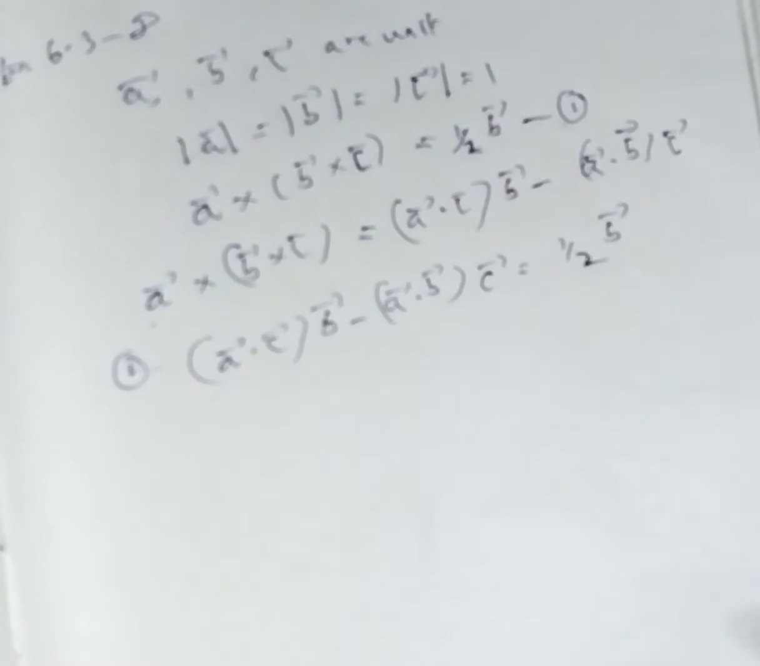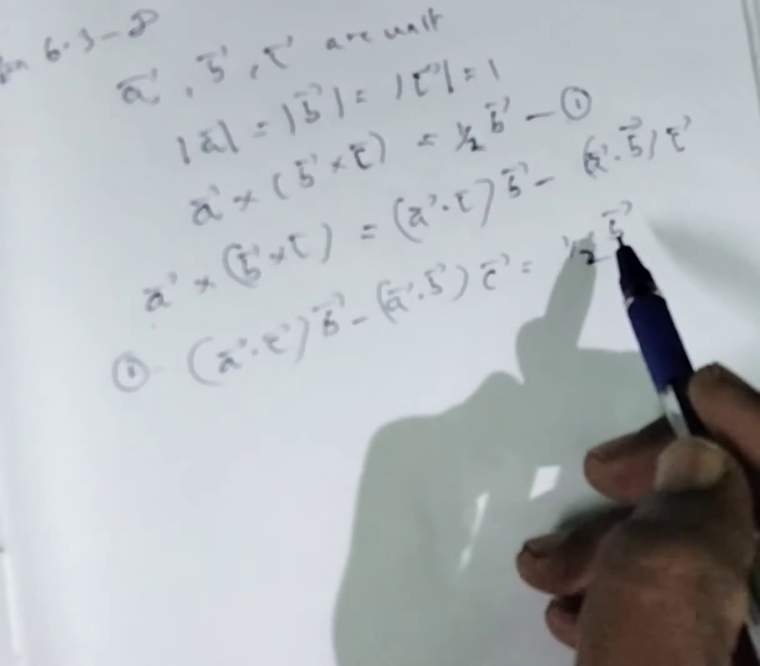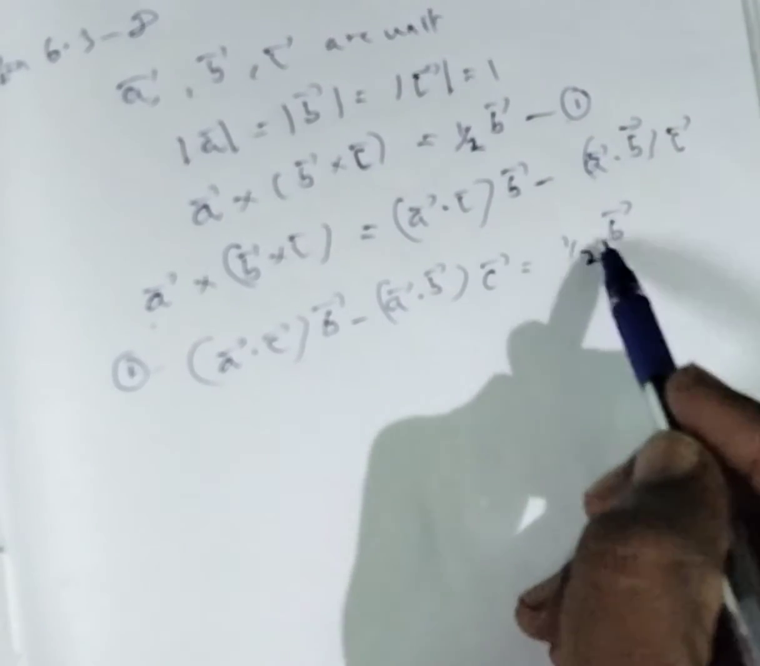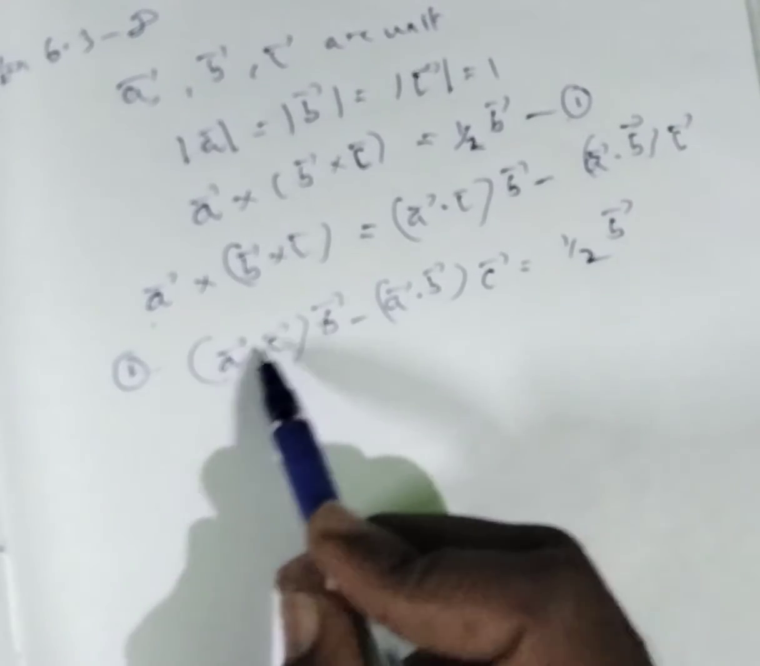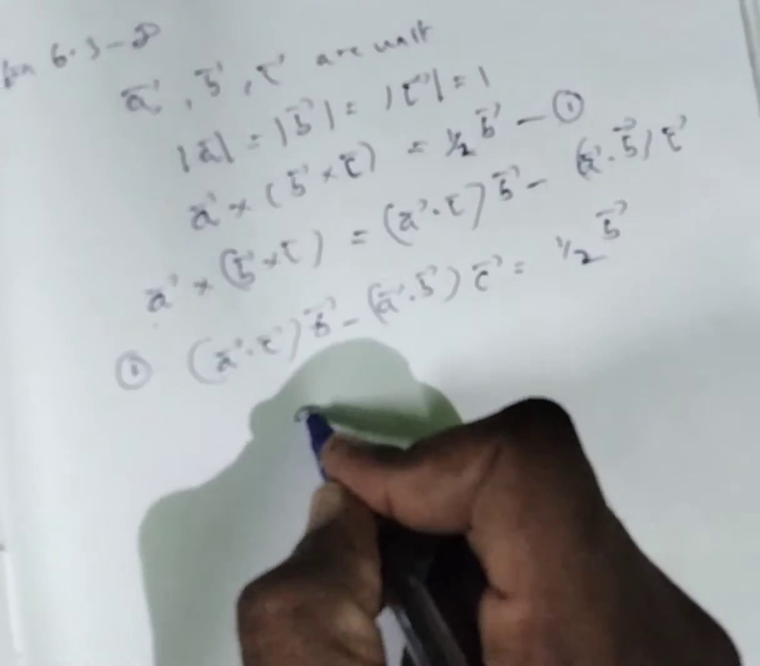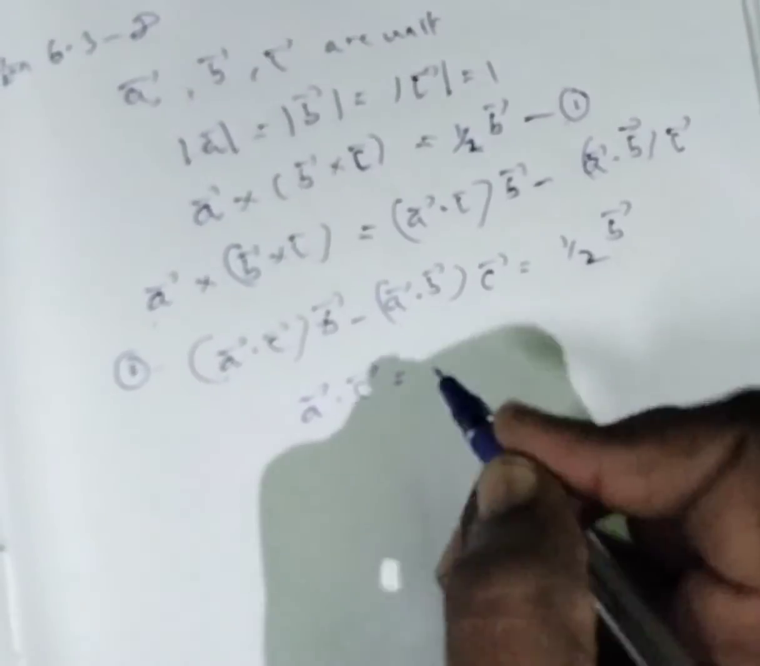Now both sides are equal, so we equate according to the coefficient of the vectors. Take the coefficient of B vector and equate it with the term here: the coefficient of B vector is A vector dot C. So A vector dot C equals half.